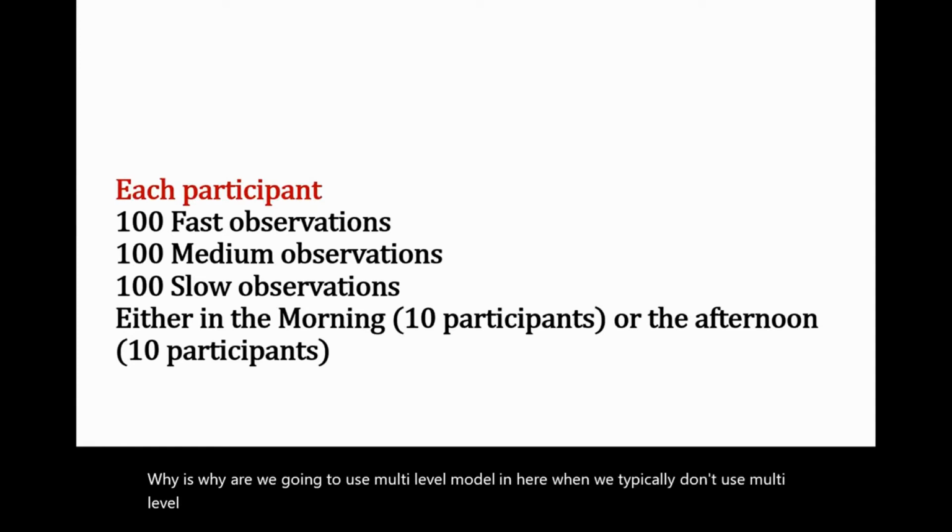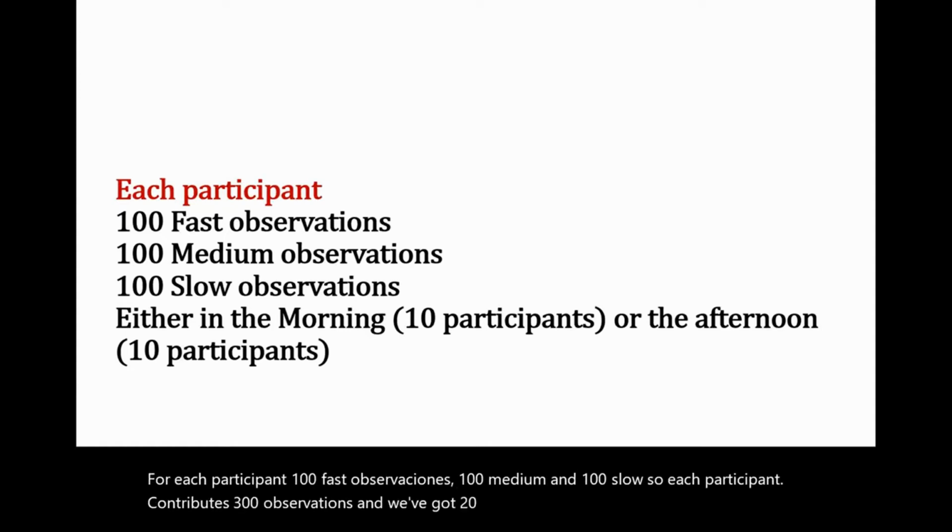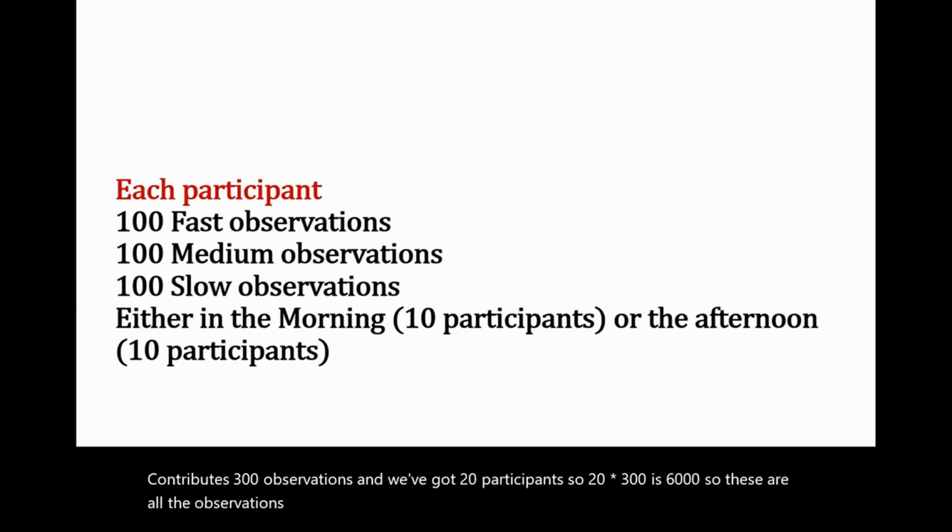Okay, let's see why. In this case, we've got for each participant 100 fast observations, 100 medium, and 100 slow. So each participant contributes 300 observations. And we've got 20 participants, so 20 times 300 is 6,000. So these are all the observations we have. And as I said, 10 participants do this in the morning and 10 in the afternoon.